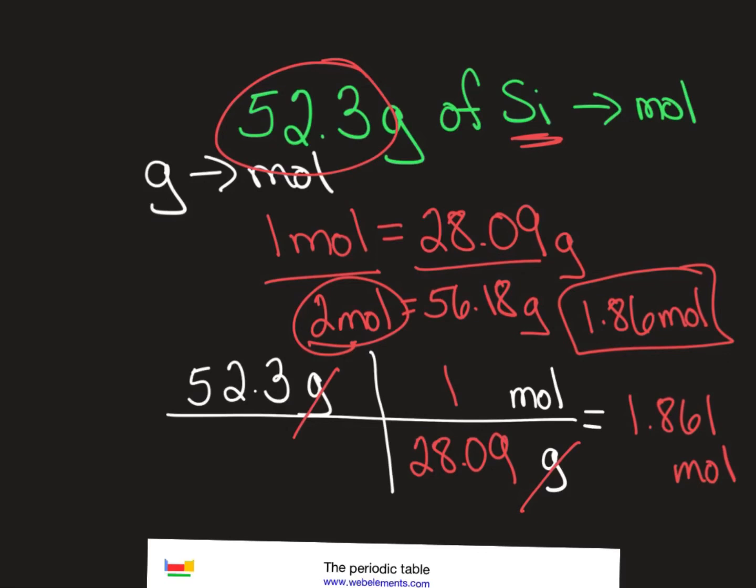So you really don't even have to check with a key or anything, because we can look and just see that it makes sense. If 1 mole is 28.09 and 2 moles is 56.18, then 1.86 moles being 52.3 grams makes sense. And that's how you can check yourself to see if you're getting this correct.